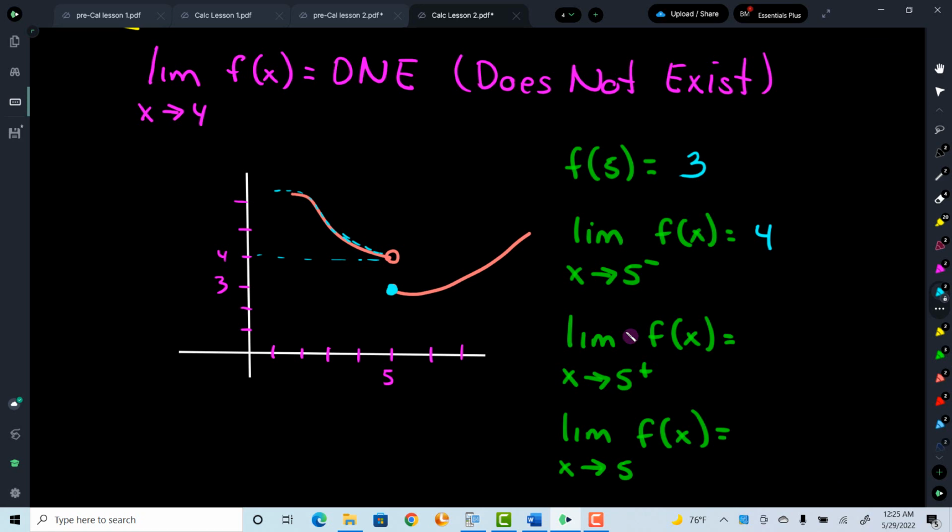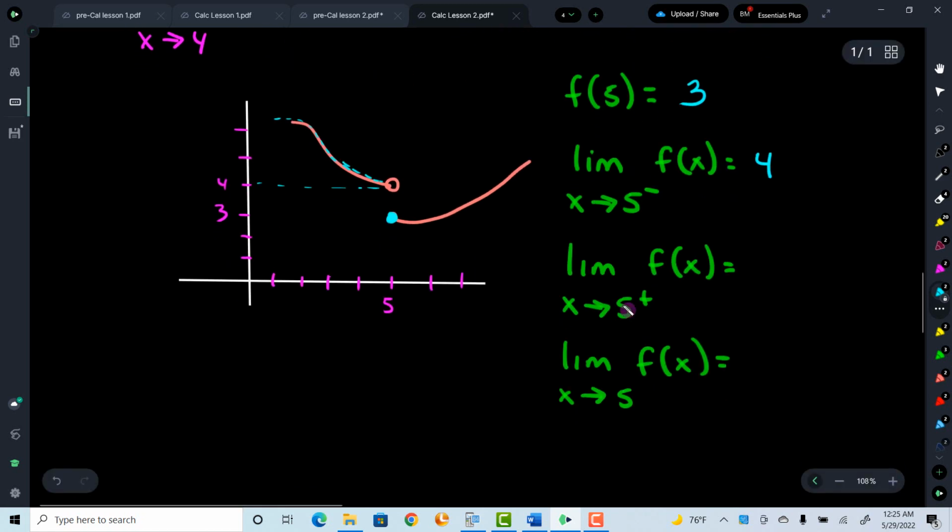The limit as x approaches 5 from the right. So as I come from the right, what is happening to y? Y is approaching 3. So what is the limit as x approaches 5 of f of x? It does not exist. Why does it not exist? Because these two are not equal.